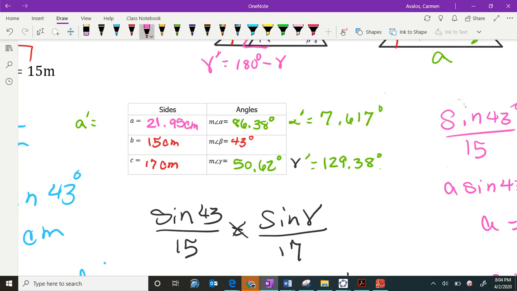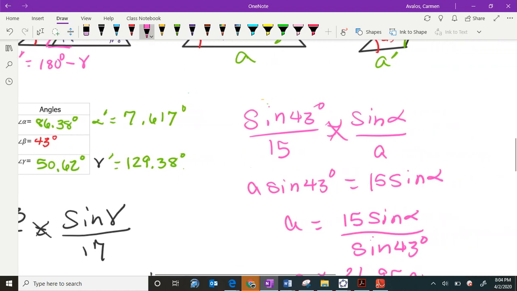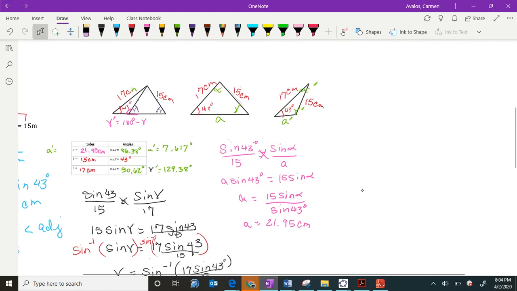Okay, and then to find alpha prime, there is no short way. You're going to have to do the law of sines again. You're going to have to do the sine of 43 again, because that's the one that's always given, and the 15 is the opposite. That's never going to change. And now we're going to do the sine of alpha prime, which is this one right there, and we're going to put it all over A prime.